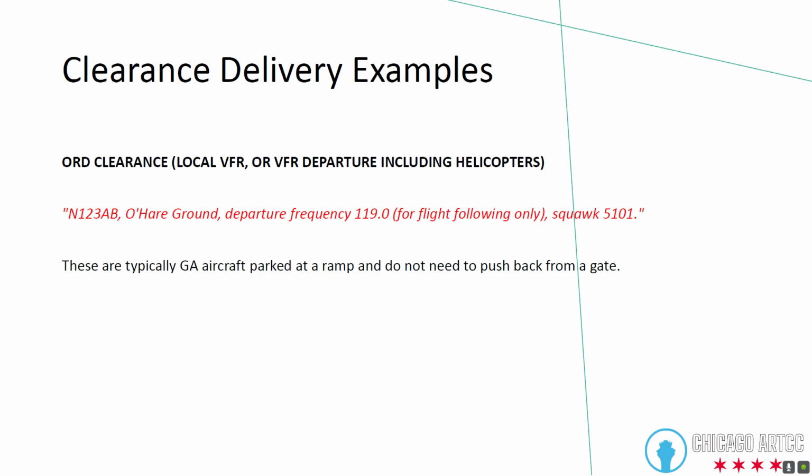These are typically GA aircraft parked at the ramp and do not need to call for push or be given pushback instructions from a gate. They'll simply be told to taxi. So as the ground controller, simply say call ready for taxi, or if you're the clearance delivery controller, tell them to contact ground for taxi.